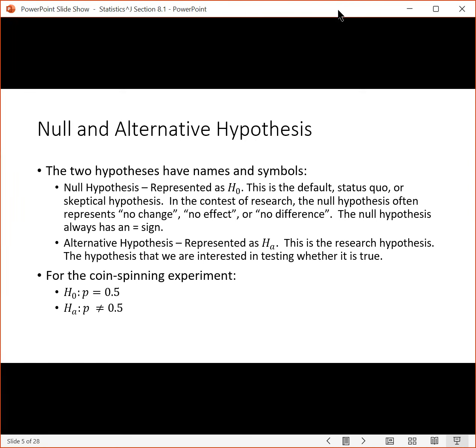Just to put it all together, for the coin spinning experiment, this is, at the bottom of the page, what the two hypotheses look like. You've got H naught: P equals 0.5, HA: P is not equal to 0.5.